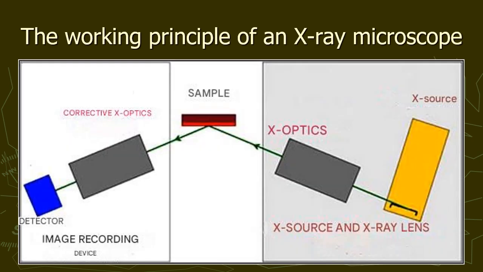Here we have a simplified scheme of the structure of an X-ray microscope. That is, what do we need to have? First, the source of the X-rays, the X-ray tube. Then we have optics, which forms an X-ray beam. Then the X-rays interact with the sample. After that, corrective optics are used, and the detector captures the image that was obtained in this case.